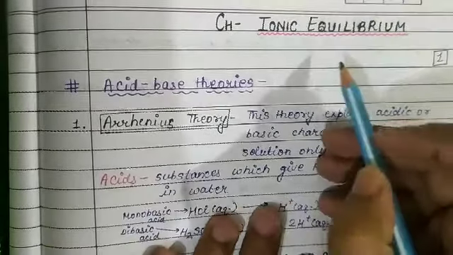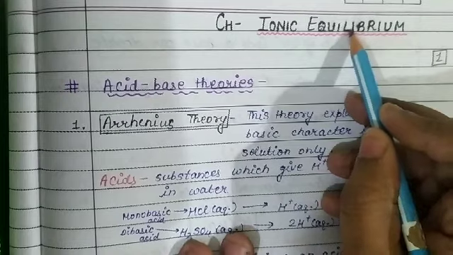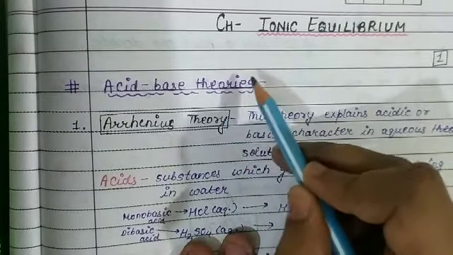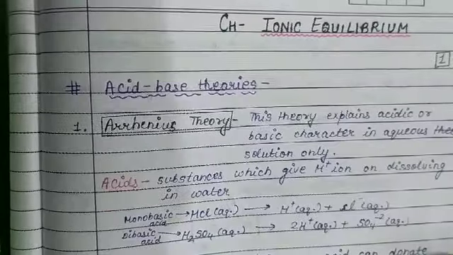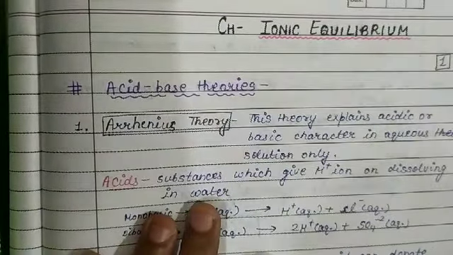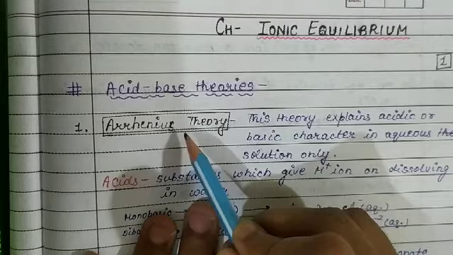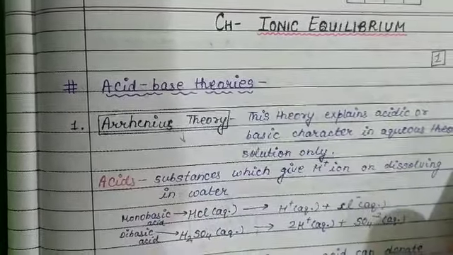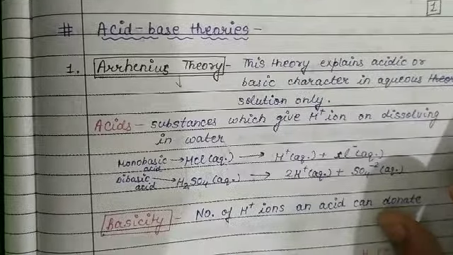Now we are going to discuss our next topic, ionic equilibrium. In ionic equilibrium, first we will discuss acid-base theories. The first theory is Arrhenius theory for acids and bases. What is Arrhenius theory?